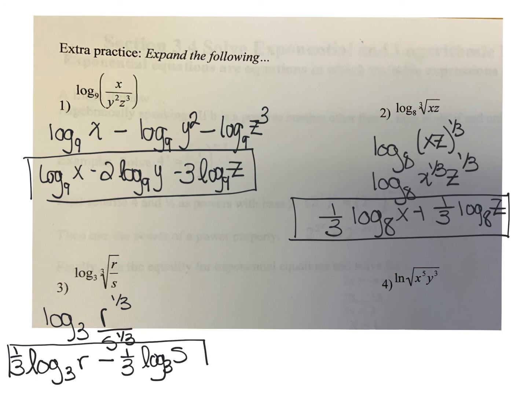Last one. So this one's going to be ln x to the 5th raised to the 1/2, y to the 3rd raised to the 1/2. They're both inside that square root. So this becomes a 5/2 ln x plus a 3/2 ln y.